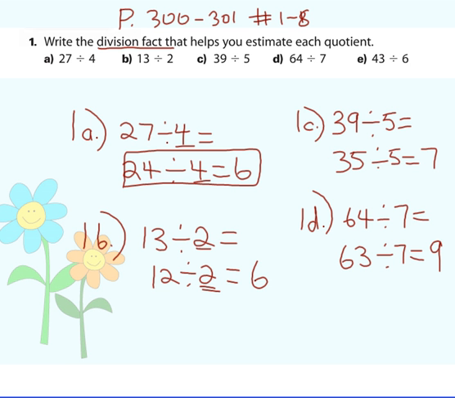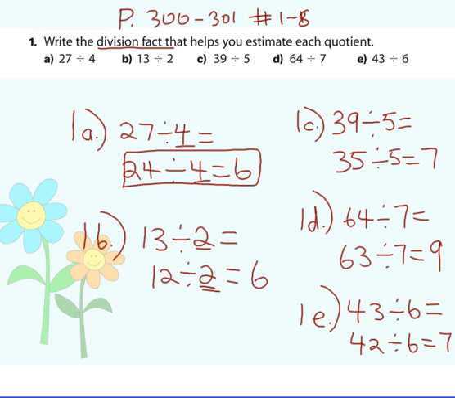So 63 divided by 7 equals 9 is the division fact that helps you estimate each quotient. Did you get the same answer? Is this starting to make sense for you? Let's try 1E. And 1E says 43 divided by 6. Well, I know that 6 times 7 is 42, and that's pretty close. So 42 divided by 6 equals 7 is the division fact that helps me solve that. How did you make out? Is it starting to make sense?